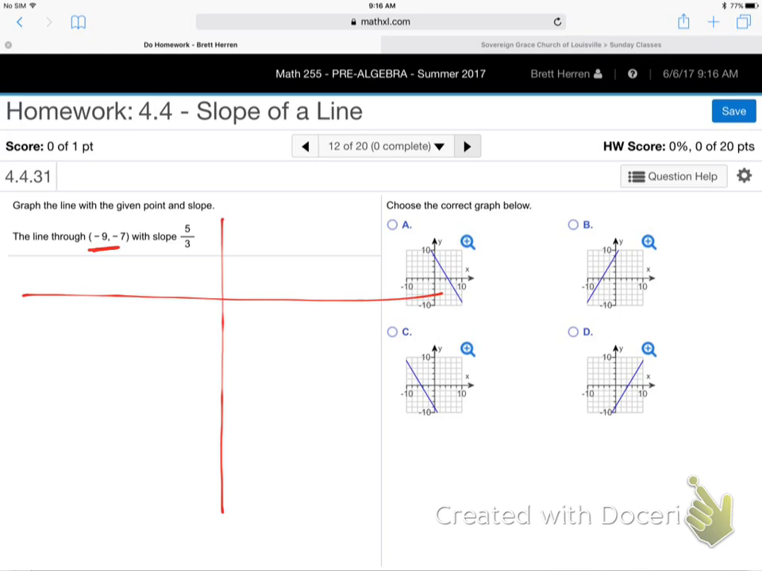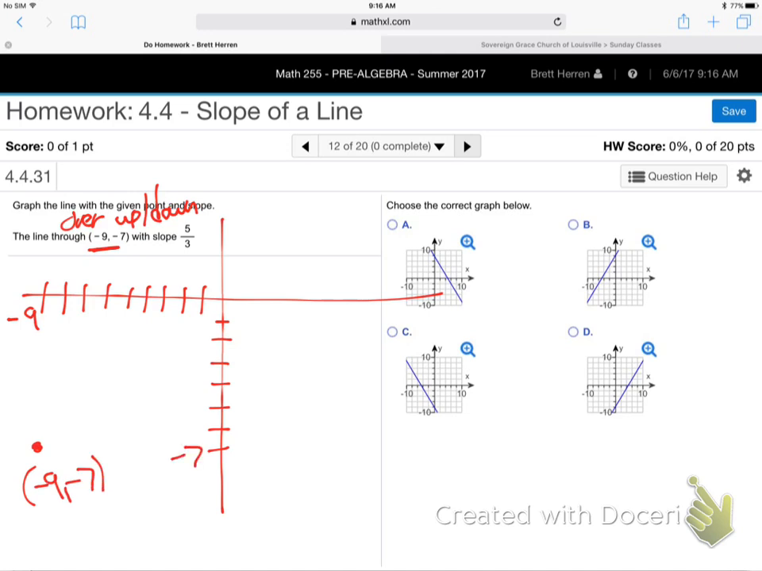Can we put that on the graph first off? Can you find that dot? Okay, so the first number is over, the second number is up or down: positive, up; negative, down. So the first number is over -9. 1, 2, 3, 4, 5, 6, 7, 8, 9. Good so far? Back 9. And then down 7. 1, 2, 3, 4, 5, 6, 7. So back 9, down 7. It's right there. Everybody good with that? There's the dot they're talking about.